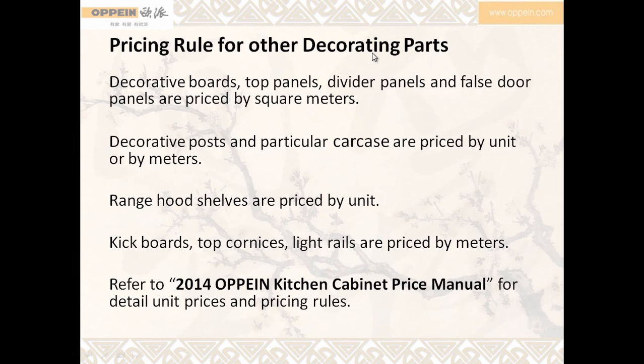Pricing rule for other decorating parts. Decorative boards, top panels, divider panels, and false door panels are priced by square meters. Decorative posts and particular carcass are priced by unit or by meters. Range hood shelves are priced by unit. Kickboards, top corners, light rails are priced by meters. Refer to 2014 OPPEIN Kitchen Cabinet Price Manual for detailed unit prices and pricing rules.